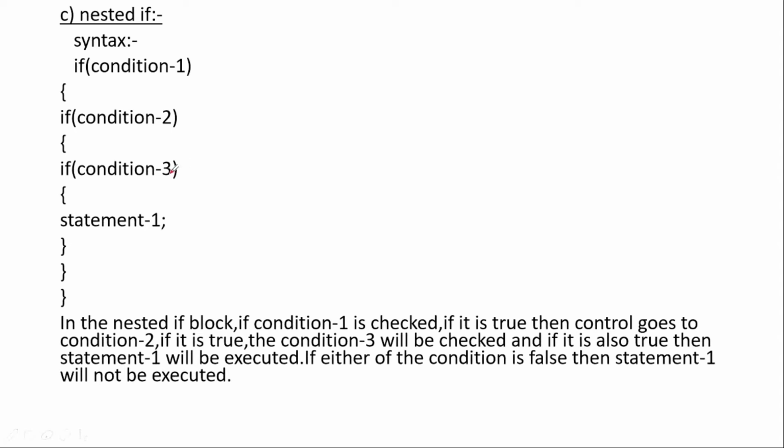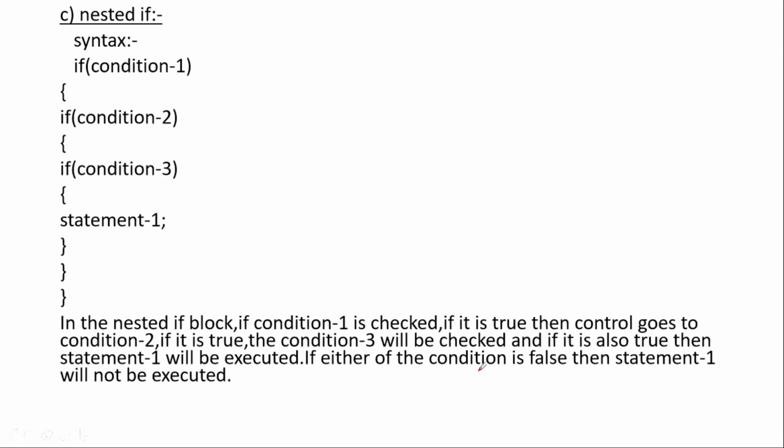Even if this third condition is true, then the control goes to the statements and these statements will be executed. That is what is written here in the nested if. The first condition is checked, and if it is true, then the control goes to the second condition. If the second condition is also true, then the control goes to the third condition. The third condition will be checked, and if it is true, then statement 1 will be executed.